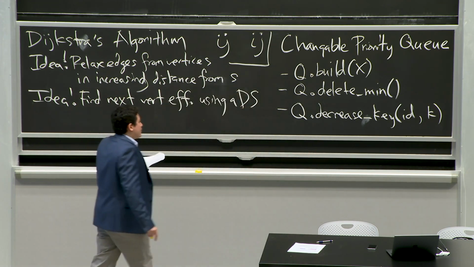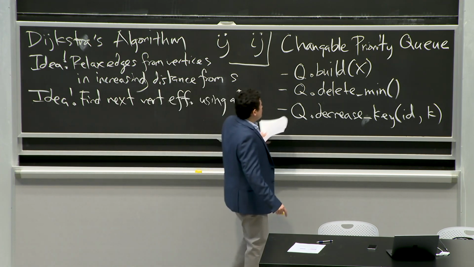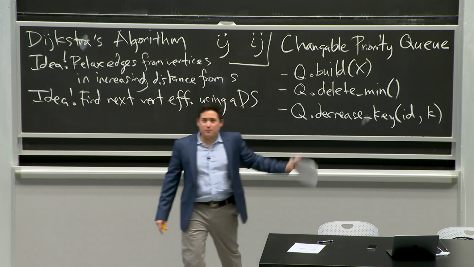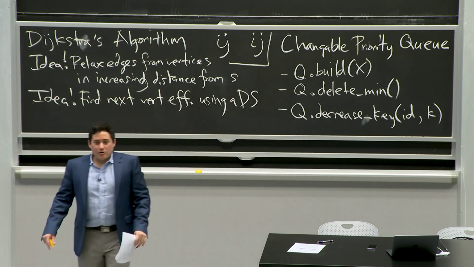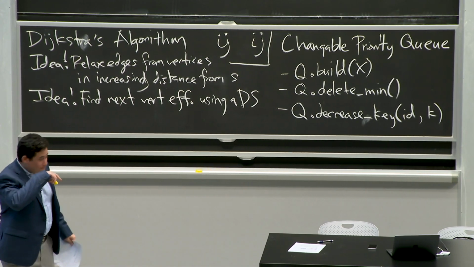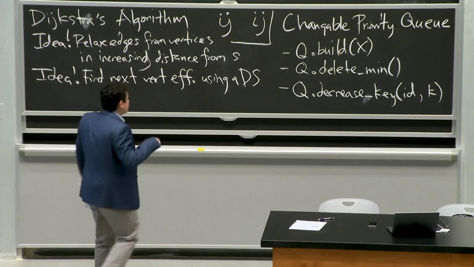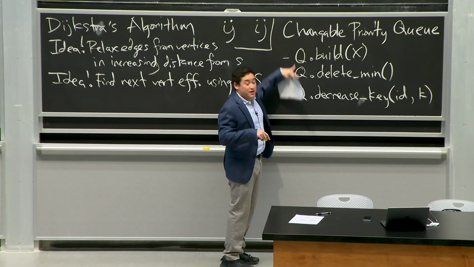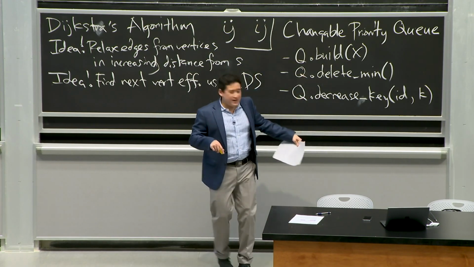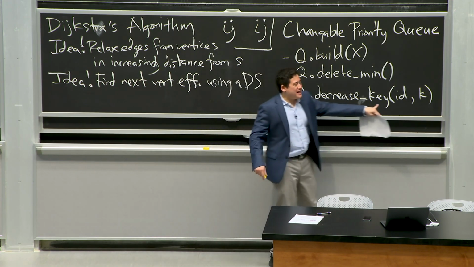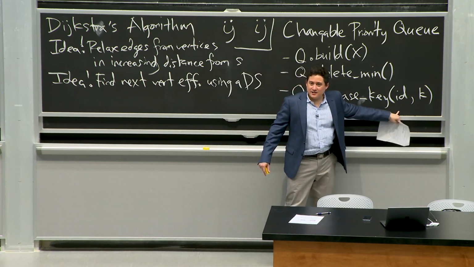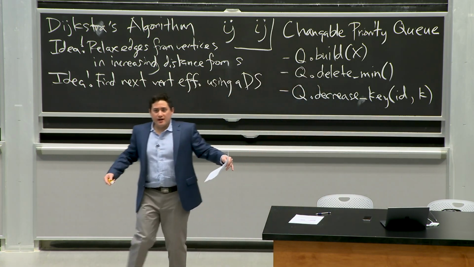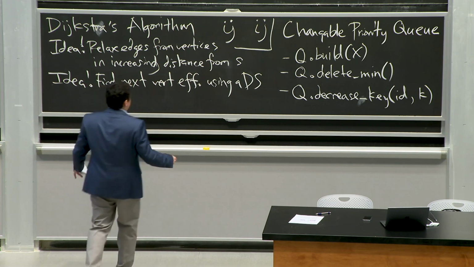If I had a priority queue, not a changeable priority queue, but a priority queue, and I wanted to implement a changeable priority queue, how could I do it? Well, a regular priority queue is already going to get me these 2 operations. It's just this one. I essentially need to find something by an ID and then update its key.